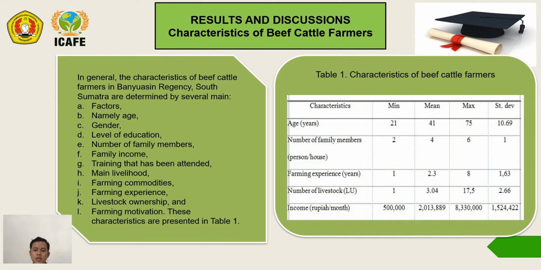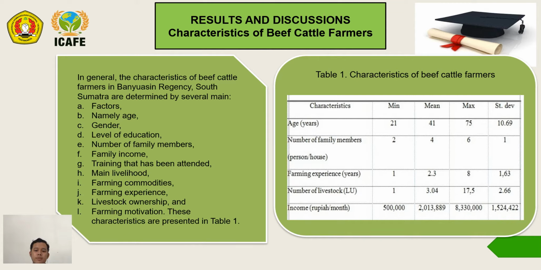The percentage of beef cattle farmers based on the level of education is as follows: 15% not attending school, 18% completing elementary school or not finish elementary school, and 0.83% completing junior high school, and 2% completing high school. In addition, there were 36% of farmers who have attended training, such as biogas training, identification system, and livestock registration carried out by the Livestock Office of Banyuasin Regency.